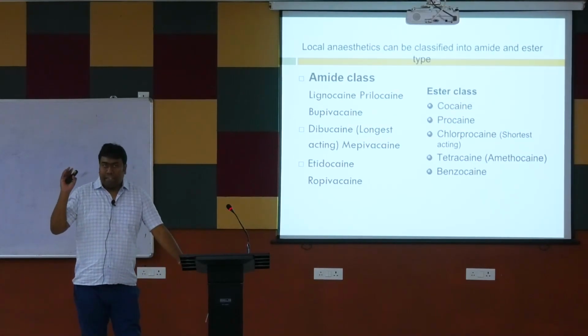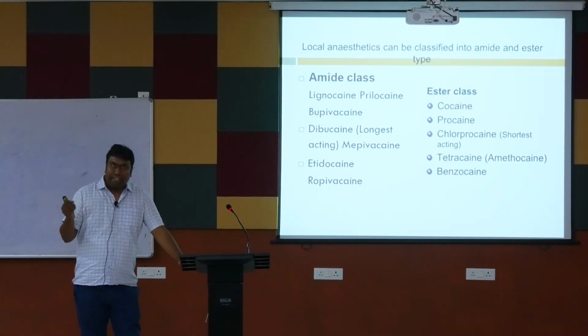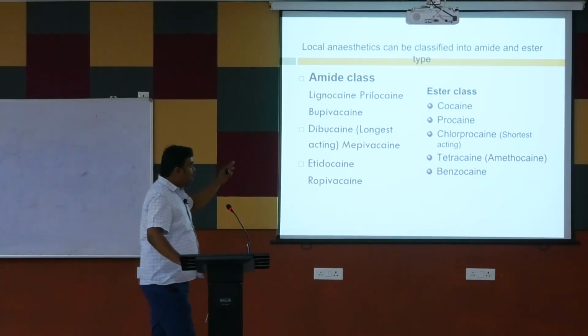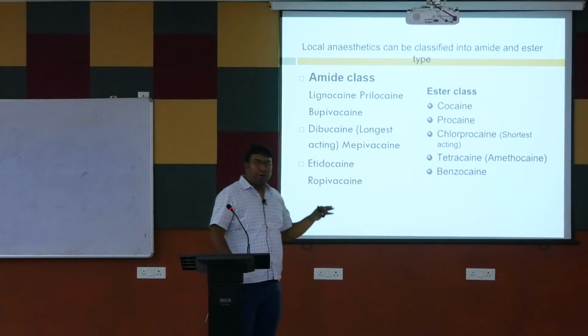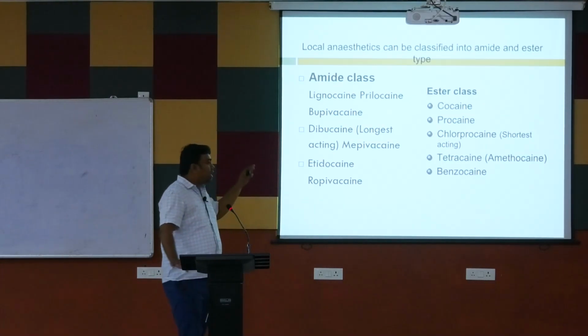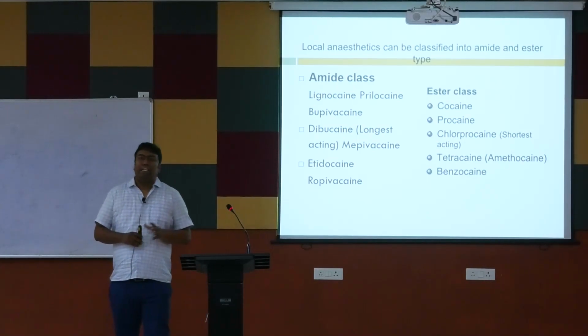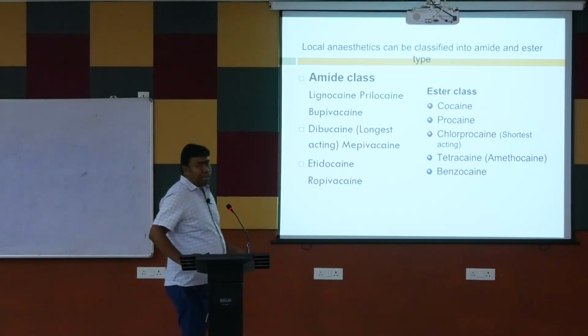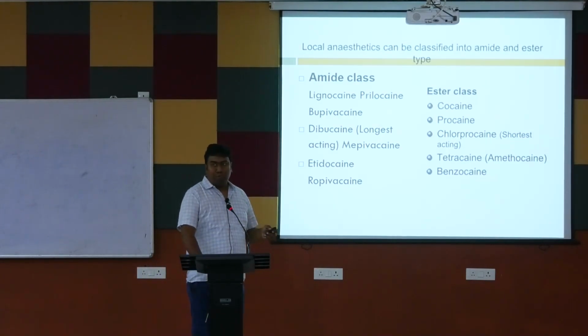So there are two groups of local anesthetics, amide and ester. Among them, cocaine, procaine, chlorprocaine. Chlorprocaine is important because it is the shortest acting. These are all the ester group, whereas the amide group contains lignocaine, dibucaine, bupivacaine, prilocaine. All these are amide group drugs.